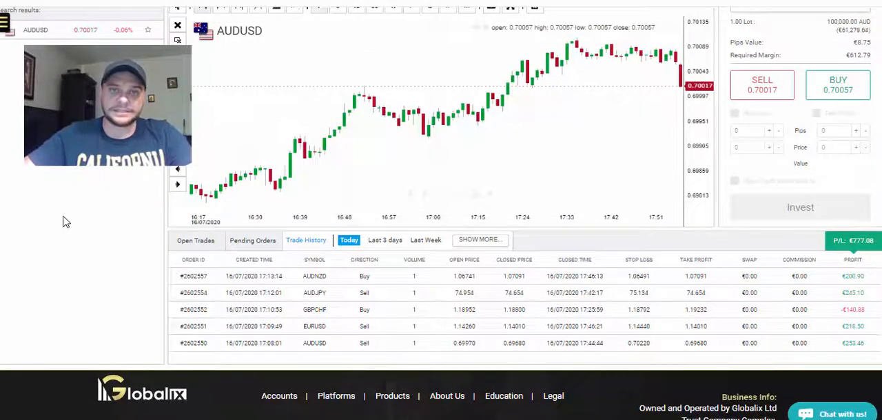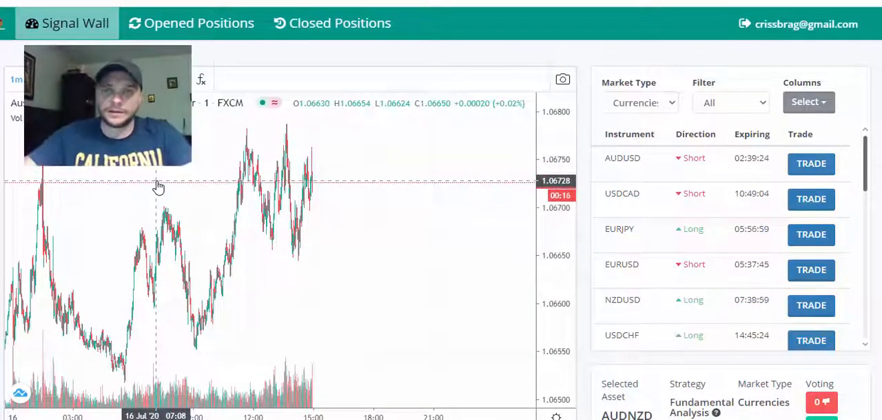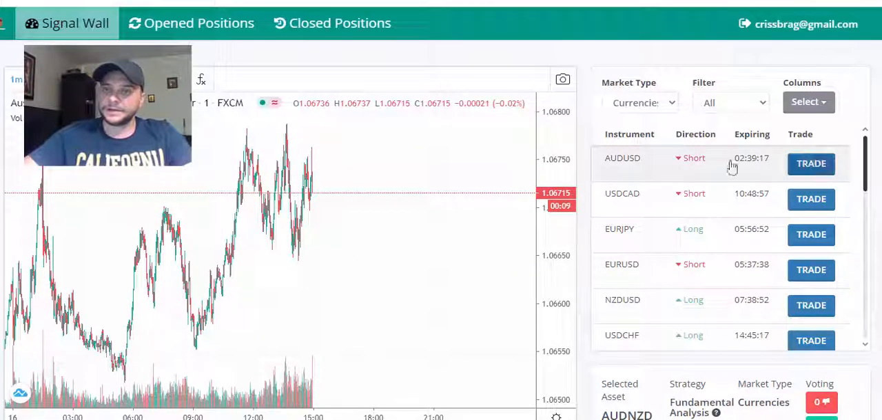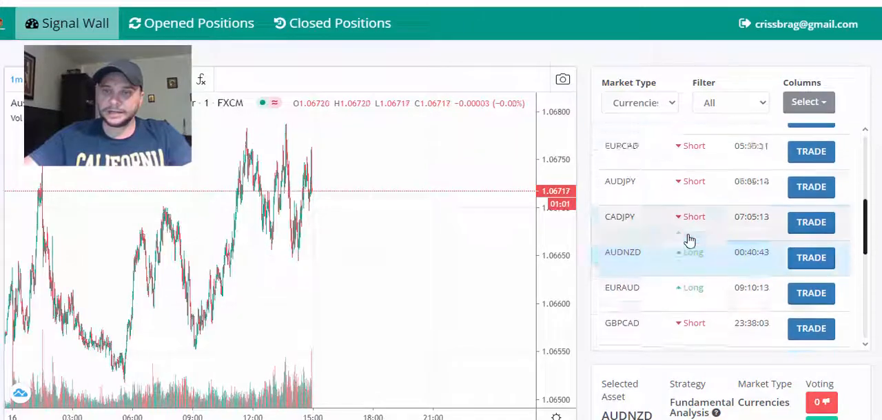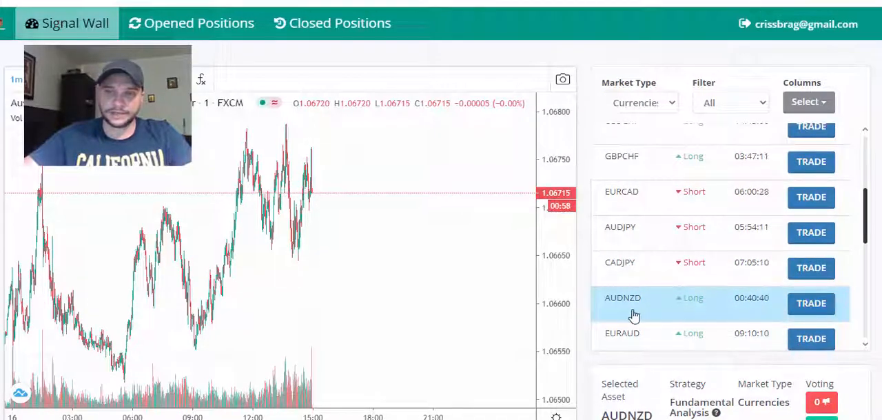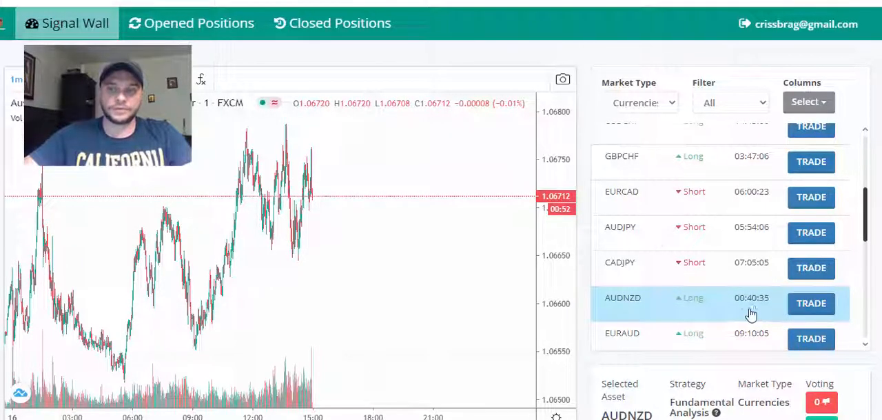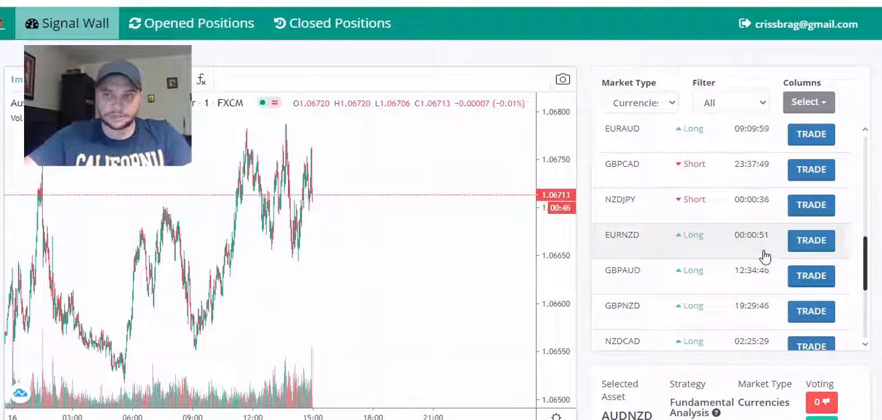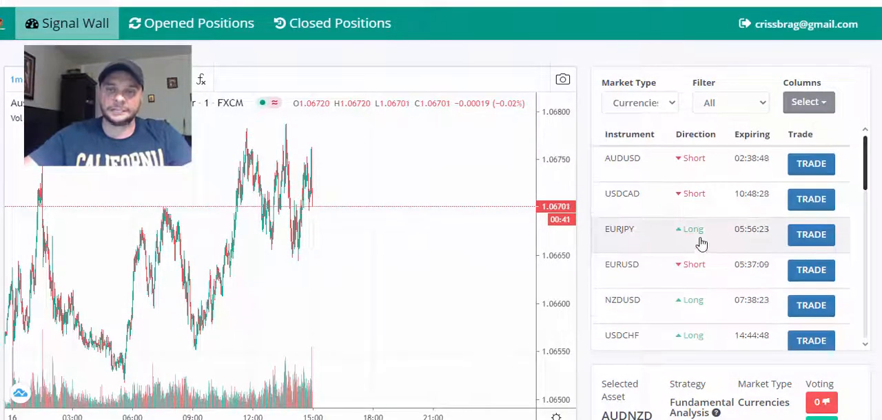So that's it. It is easy to use FX Autobot. Just go to the economic calendar, check if there are three-star news, avoid those pairs, and go here and find the signals and click on trade. Be careful that you don't trade signals that are expiring very soon, as this one, as you can see, Australian dollar, New Zealand dollar, expiring in 40 seconds, sorry, 40 minutes, but there are some that are expiring in like this one, euro New Zealand dollar, in 50 seconds. So you don't want to trade with an expiring signal.